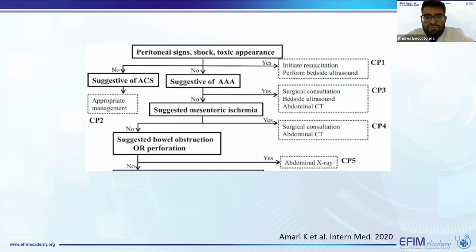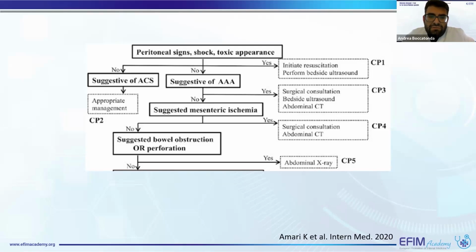Then we should exclude another life-threatening cause, such as the presence of a mesenteric ischemia, and some guidelines recommend to perform an abdominal CT, but in general, even ultrasound could evidence some signs suggesting the presence of intraluminal thrombus in the venous system, in the superior mesenteric vein or at the level of the portal system.